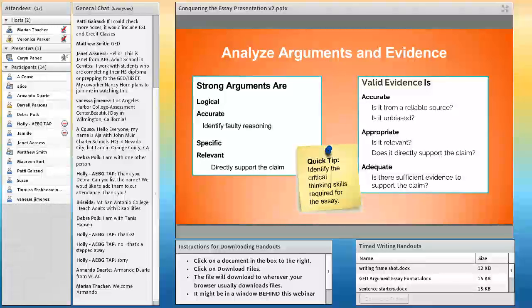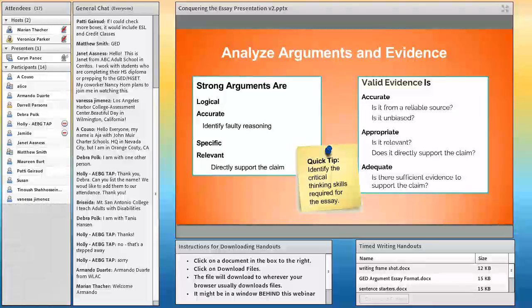So are we getting something from a reliable source? Is it unbiased? We might also ask, is it up to date? Is the source even named? And is it appropriate? Is this relevant, directly supporting the claim? We try to find examples of it being appropriate and examples of it not being appropriate or relevant, so they can look at what it looks like when it's right and what it looks like when it's wrong. And then we also ask about adequate. Is there really enough evidence to support the claim? For example, maybe we only have a personal experience as the evidence to back up an argument. Is that sufficient? Can that be generalized to the greater population?